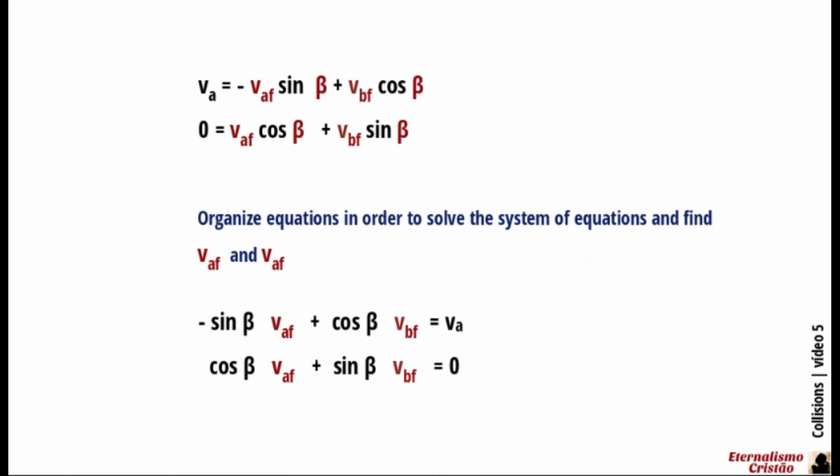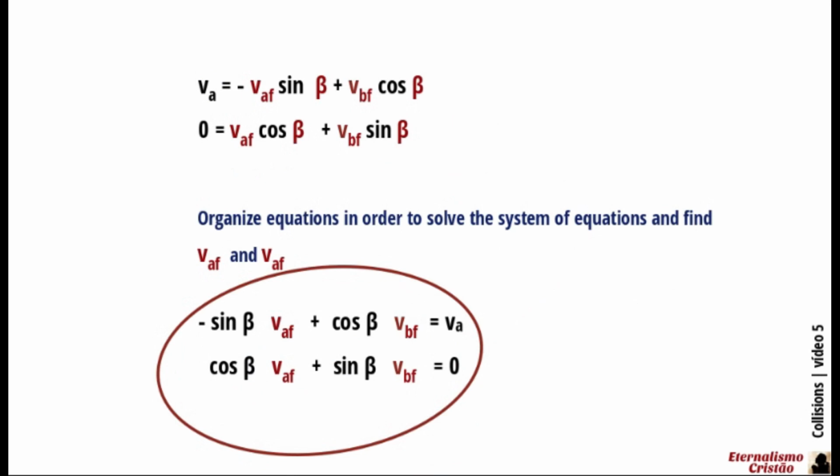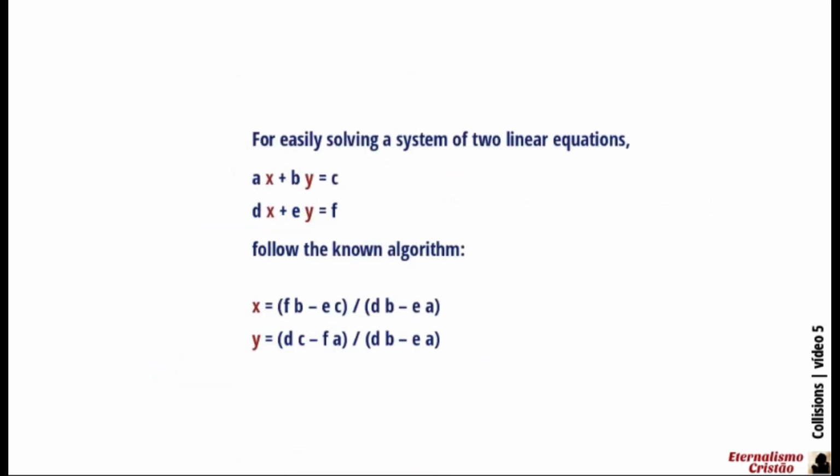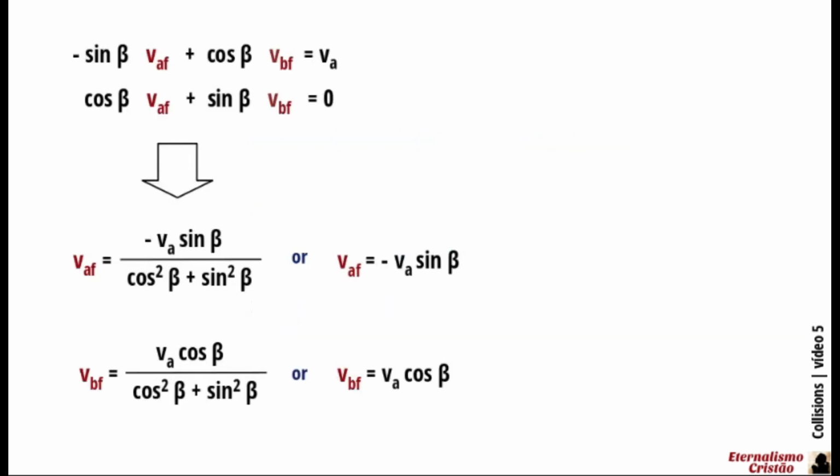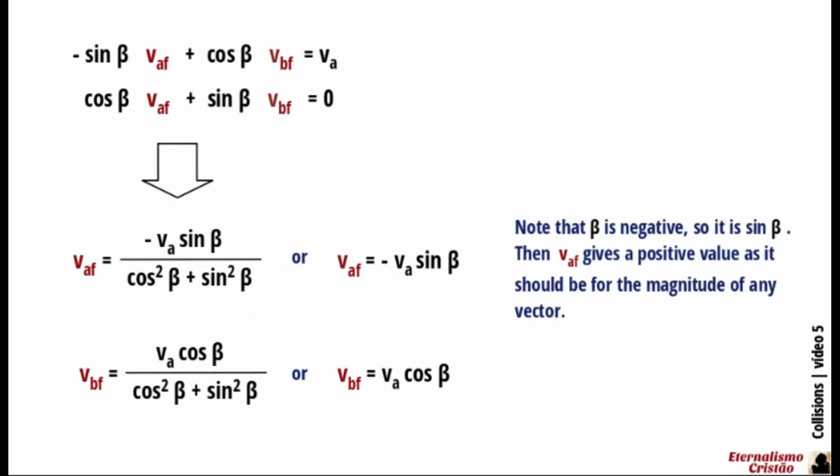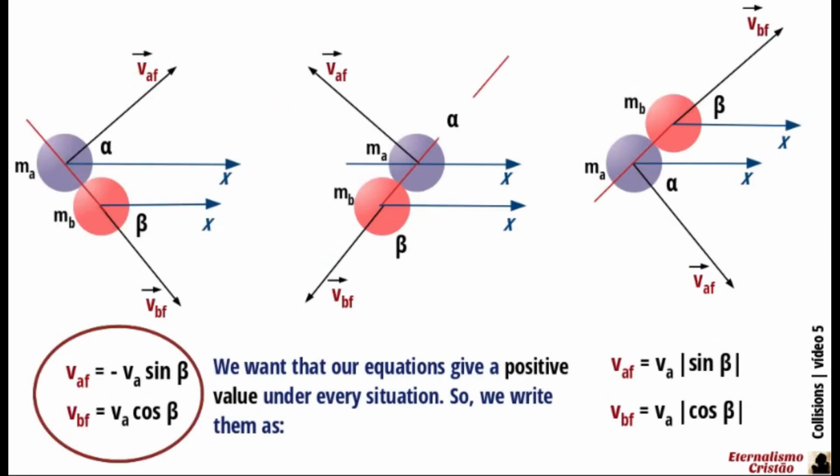Organize equations in order to solve the system. You can follow the known algorithm. Note that beta is negative, so it is sine of beta. Then VAF gives a positive value, as it should be for the magnitude of any vector. We want that our equations give a positive value under every situation.